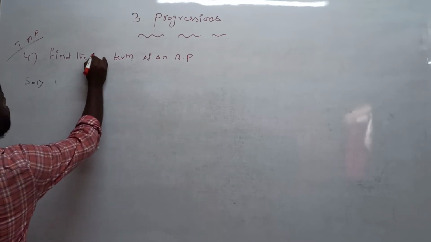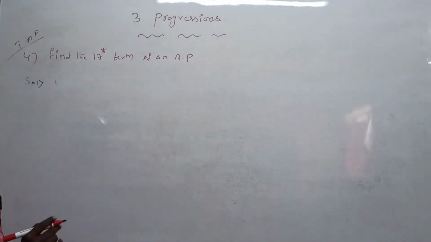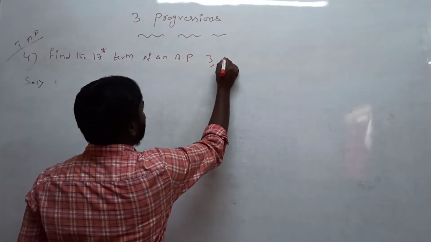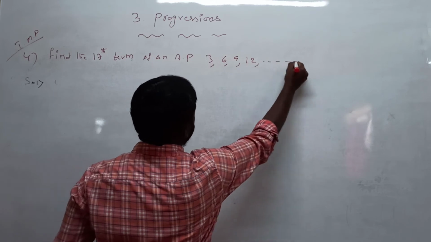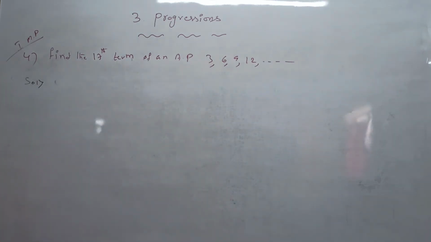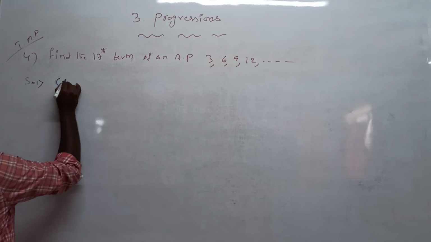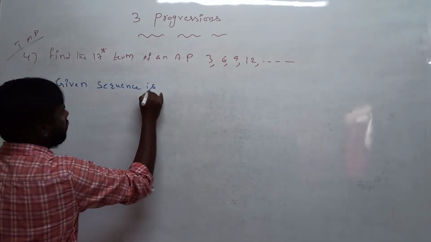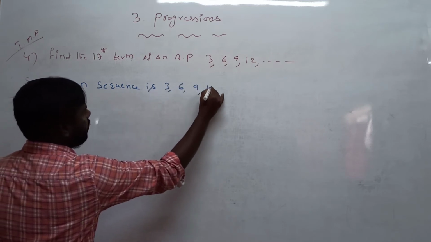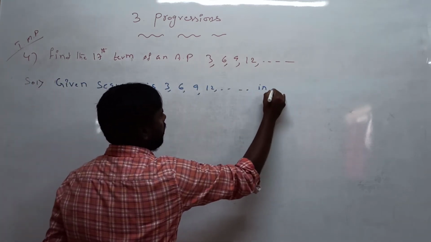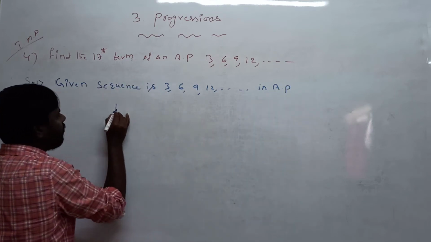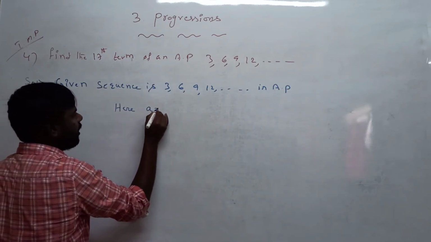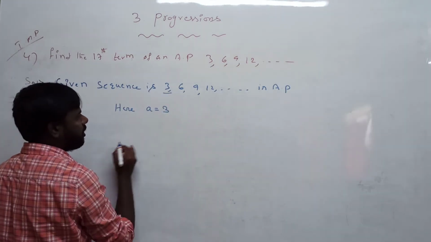Find the seventh term of the arithmetic progression 3, 6, 9, 12. Here, to find the seventh term, we calculate T7. First step is to write the given sequence: 3, 6, 9, 12, and so on. This sequence is in arithmetic progression. What is the first term here? The first term is denoted by a, and 3 is the first term.